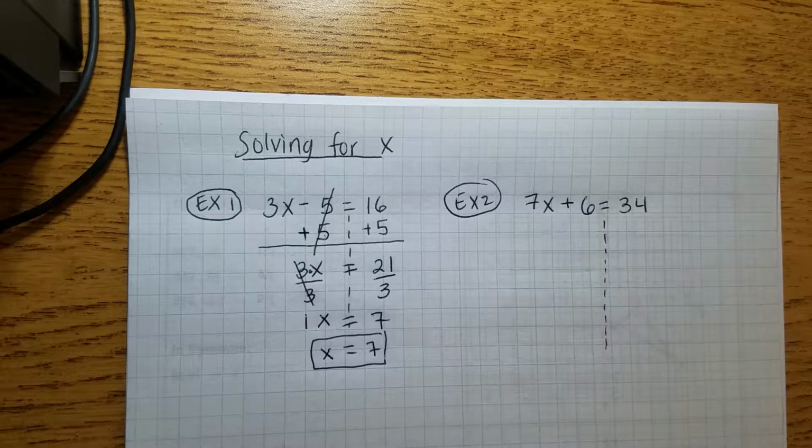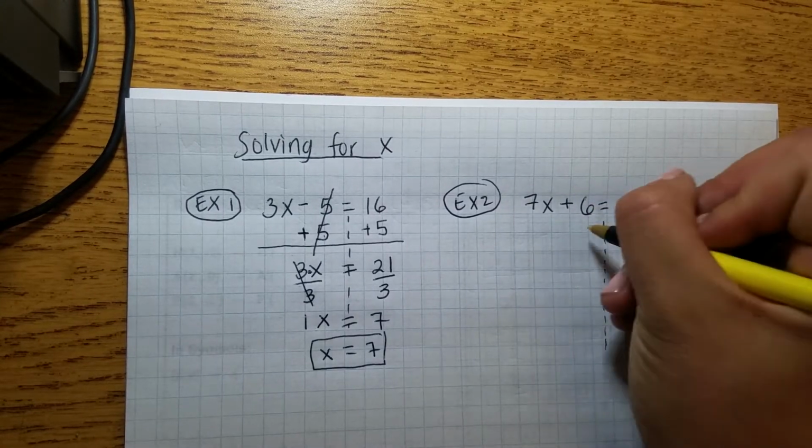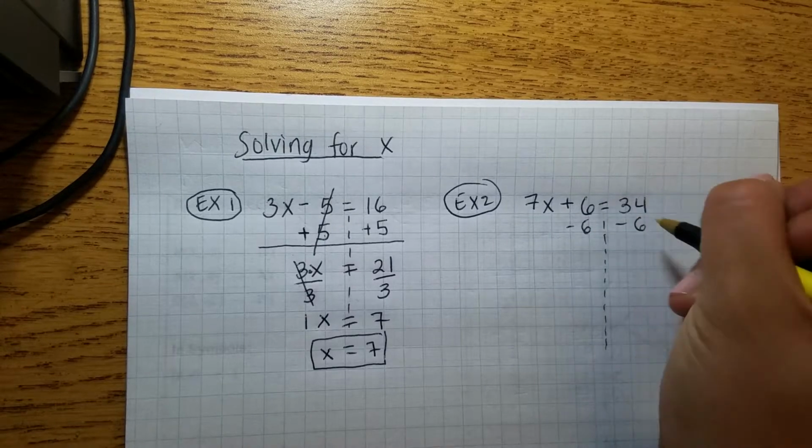All right guys, what did you guys get for x? X equals 4. Okay, how did we get to 4? How did we get there? What do we have to do first? Subtract 6 to both sides. I like that you guys said that.